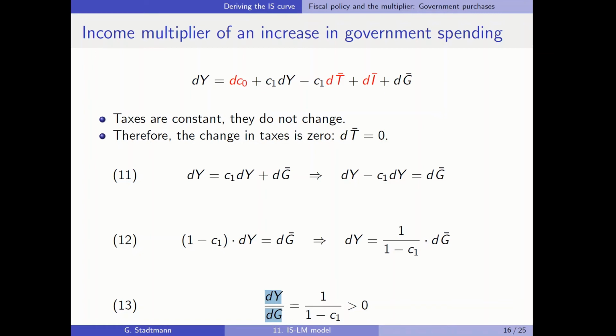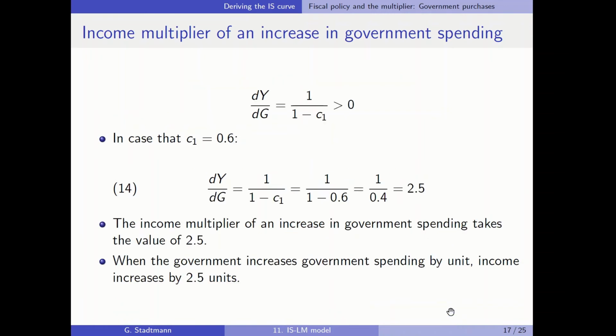How should we interpret this positive sign? This positive sign has to be interpreted in the following way. In case government spending increases, it will be the case that also income increases. There is a positive relationship between these two macroeconomic variables.